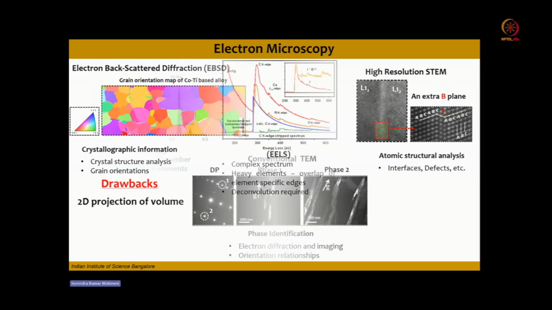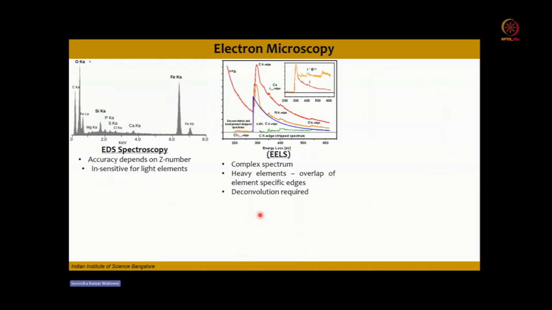Okay, and in transmission electron microscopy or SEM, actually you can do EDS spectroscopy. EDS spectroscopy is nothing but using X-rays. These are used for the quantification of chemical species. And this accuracy depends on the Z number. The higher the Z number, the higher the accuracy. EDS spectroscopy is not recommended for the light elements because of the energy resolution.